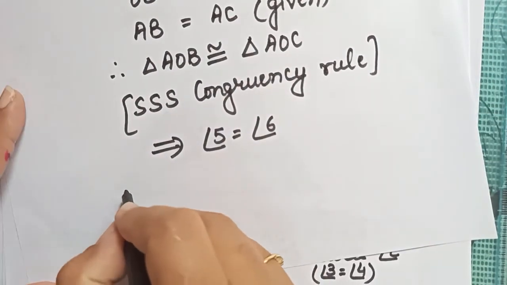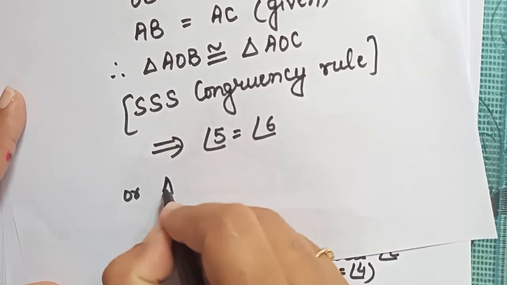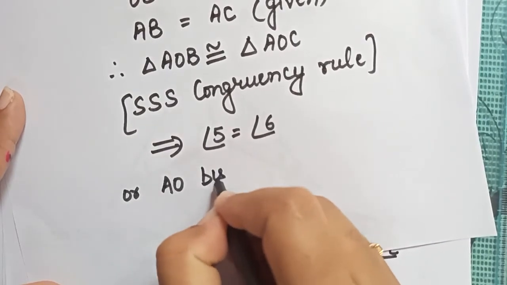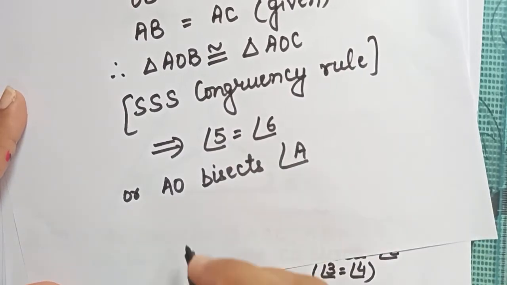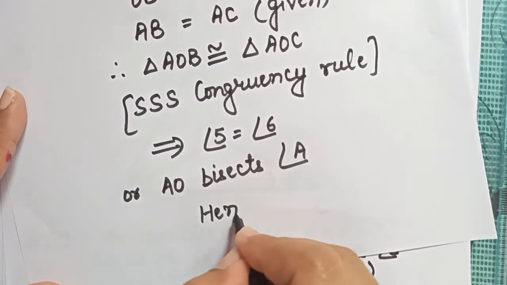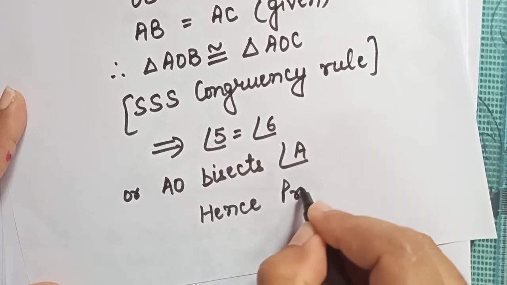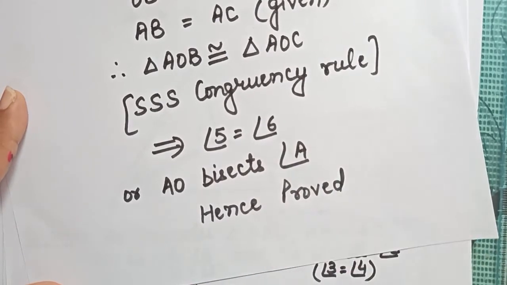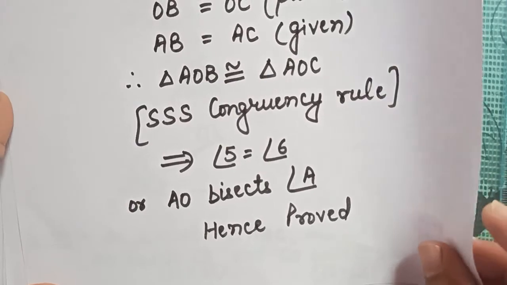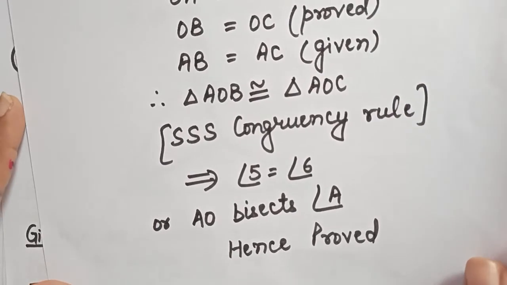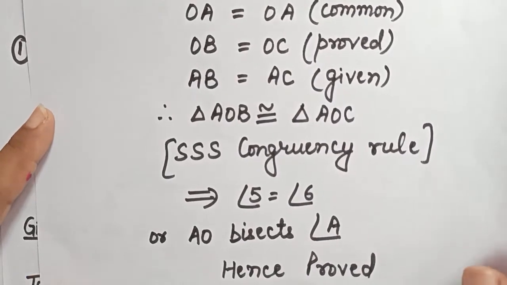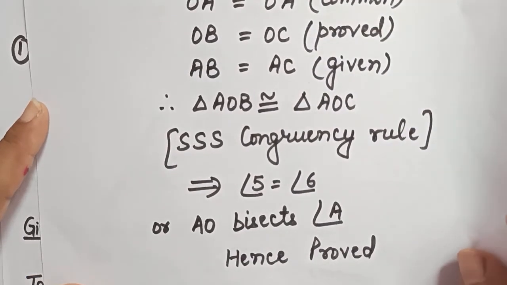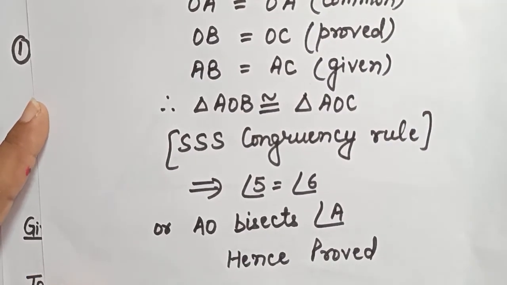So we have proved both the parts. Write down, hence proved. I hope this question is clear to you. The first part we have proved by using the two theorems, and the second part by using the SSS congruency rule. Let's move to the second question.